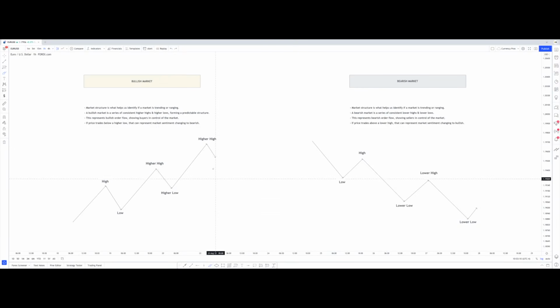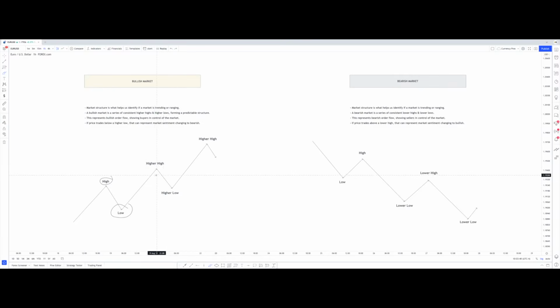So for example, in a bullish market, we're looking for a series of consistent higher highs and higher lows forming a predictable structure. That's where the term market structure comes from, right? It's the pattern that we're finding on the price chart that'll dictate whether we should be buying or selling if the market is bullish or bearish. So in a bullish example, we have a high point, price pulls back and creates a low point. From that point on, price gains momentum, enough momentum to break this high and create a new higher high, right?